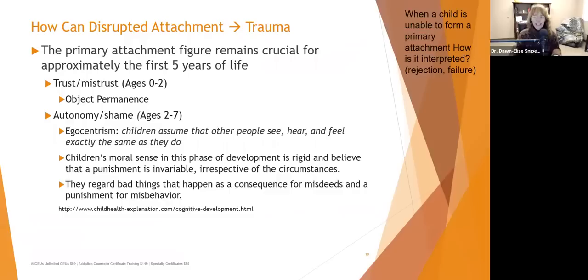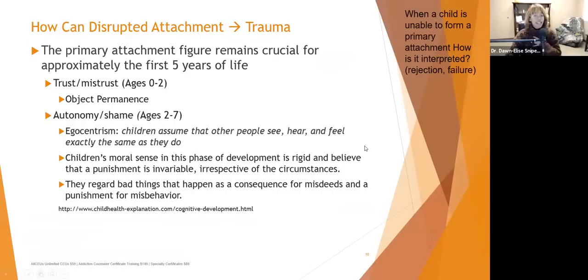Children's moral sense in this phase of development is rigid, and they believe that a punishment is often invariable, irrespective of circumstances. So if they do something bad, whatever they perceive as bad, and then dad gets in a car accident on the way home and is killed or put in the hospital or whatever, the child may interpret that as punishment for they did something bad, so dad got hurt. They're trying to make sense of it in their own little minds. They regard bad things that happen as a consequence for misdeeds and a punishment for behavior.